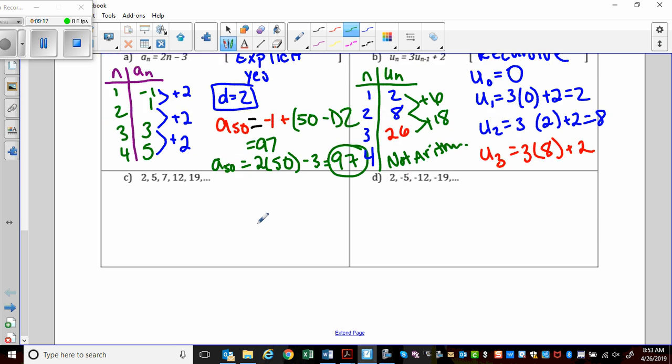All right, let's try one that doesn't have a formula. We just have numbers. We've got to find this common difference. I know 2 plus 3 is 5. 5 plus 2 is 7. And 7 plus 5 is 12. So this is not arithmetic either.